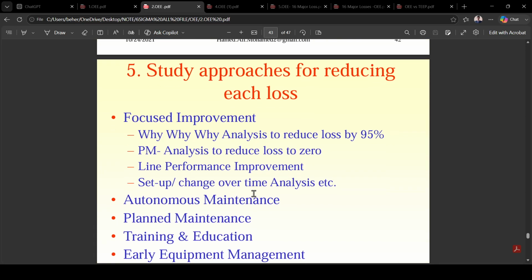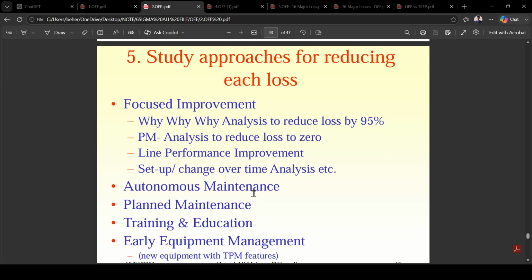Then study approaches for reducing each loss. Focused improvement: why-why analysis to reduce loss by 95%. PM analysis: plant maintenance analysis to reduce loss to zero. Plant performance improvement: setup change. Overtime analysis system, autonomous maintenance. Plant maintenance, training and education, and equipment maintenance.